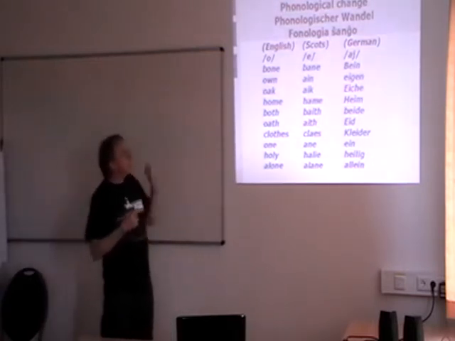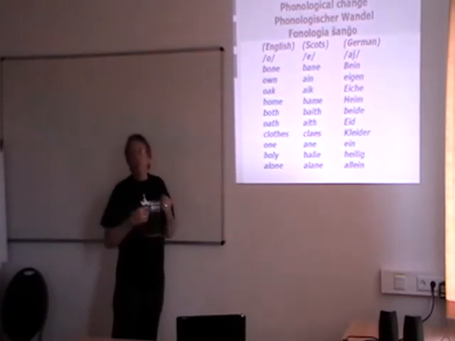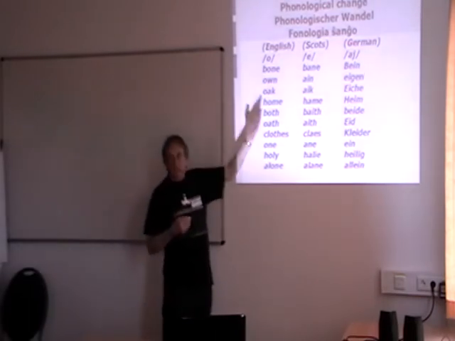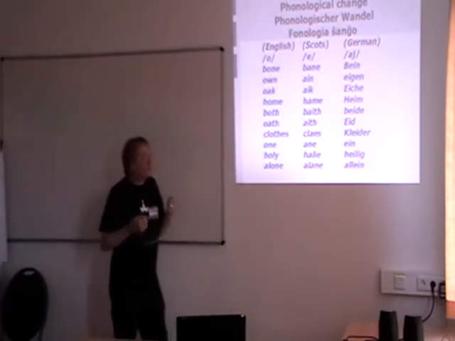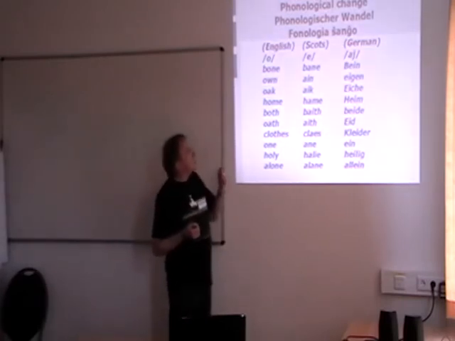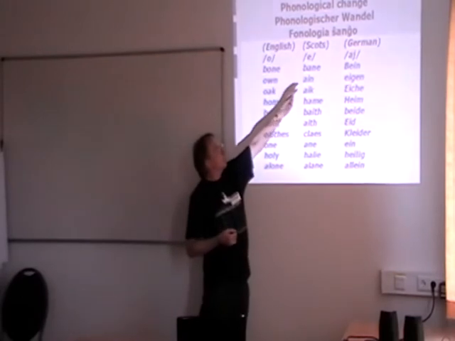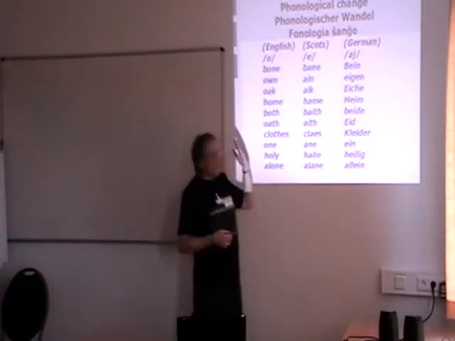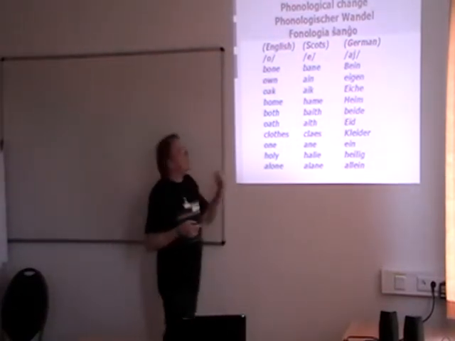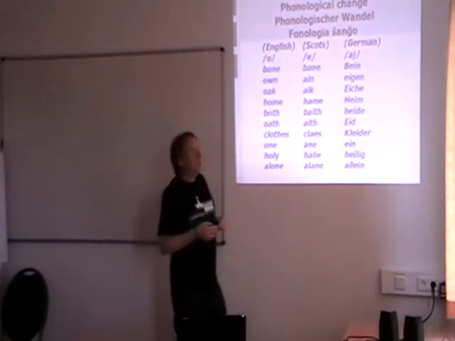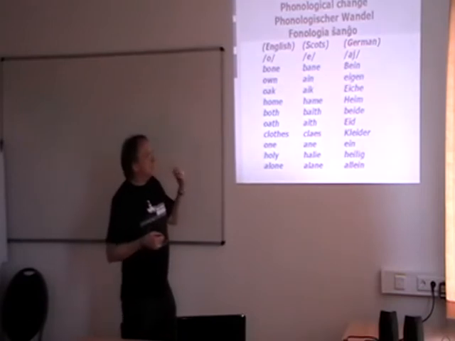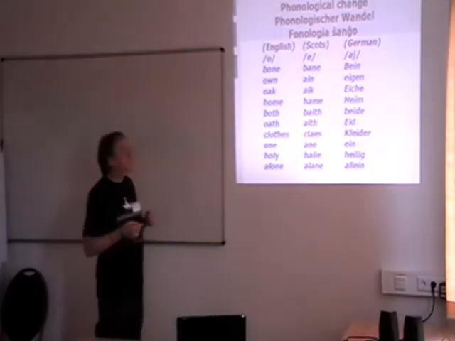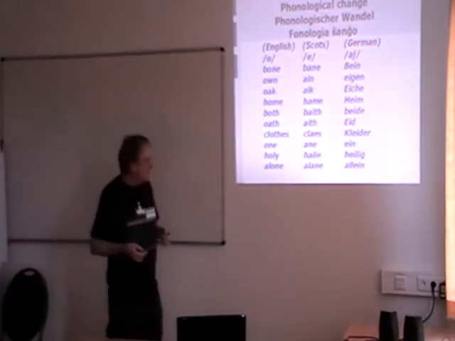And here we can see how often in historical developments things occur systematically in a given environment, so that the word for bone stayed bane in Scots, became bone in English. And a development also happened as German descended from Germanic, in that instead of bane, it became bein, and then fun, and changed its name. It changed its meaning as well.